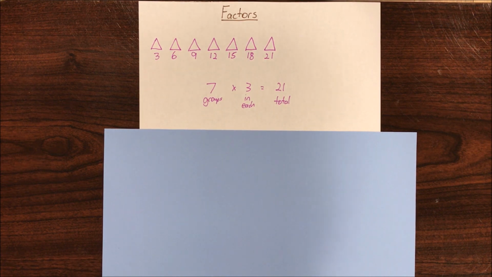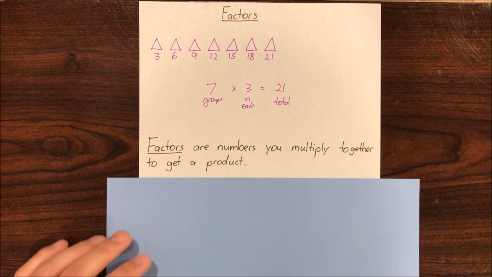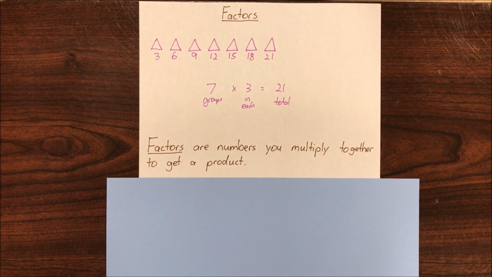Cool. So let's use this to help define a new vocabulary word. And that vocabulary word is factor. Factors are numbers you multiply together to get a product. Read this with me. Get ready? Go. Factors are numbers you multiply together to get a product.